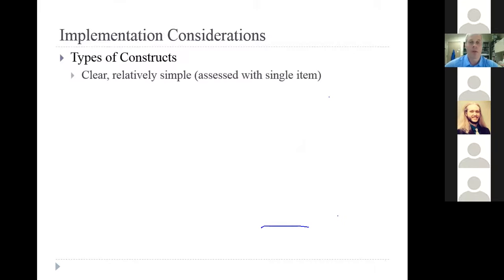So in terms of implementing this technique, there are a lot of different considerations here. We have an ORM piece from 2017 that outlines these things in more detail, so I encourage you to take a look at that. The one question that you want to have is what kind of constructs are suitable for this? And I think they need to be clear, relatively simple, because basically you're having a single item type assessment. It can't be something that is much more complex. I don't think that would work especially well. So that limits it to that.